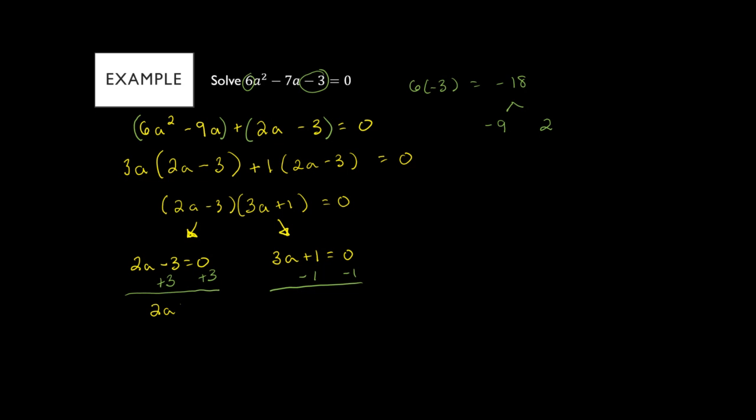So for the first equation, I got 2a equals 3. For the second equation, I have 3a equals negative 1. Then for equation 1, I divide both sides by 2, and for equation 2, I'm dividing by 3. So you want to be careful you don't get confused if you're doing them at the same time. And this gives me an answer of 3/2 and negative 1/3. So I have two solutions, 3/2 and negative 1/3.